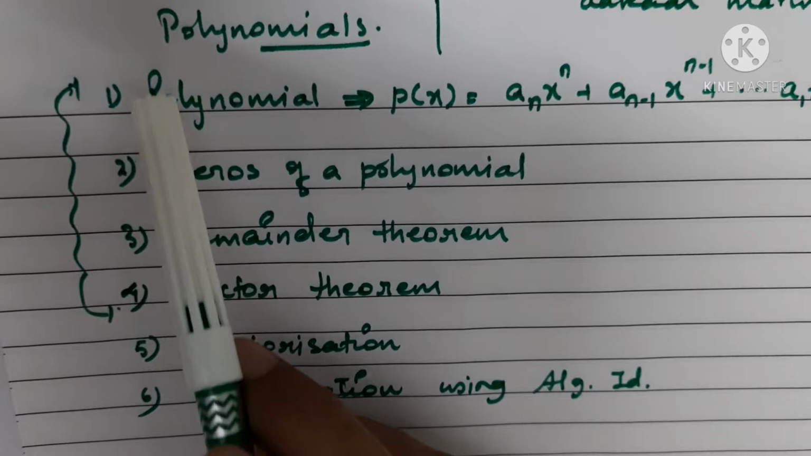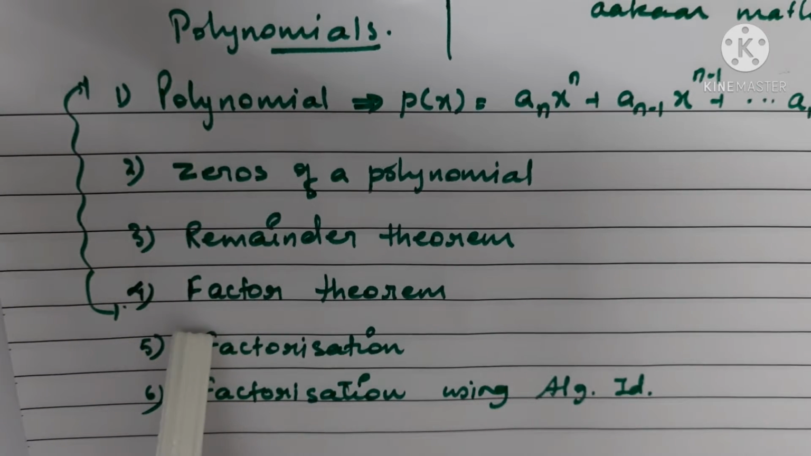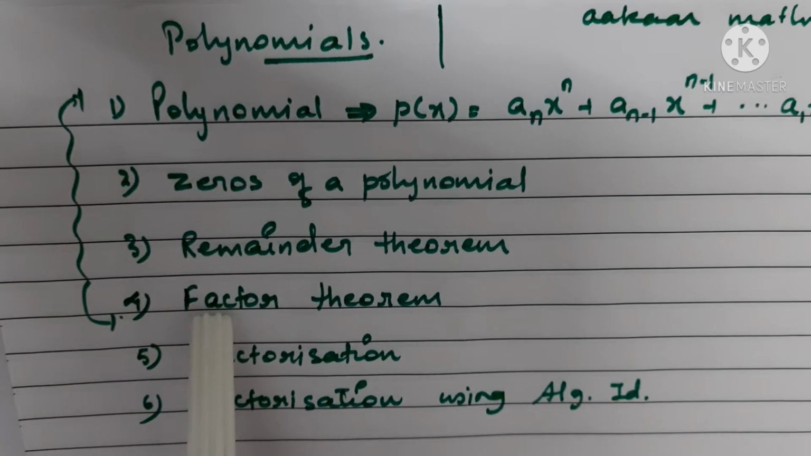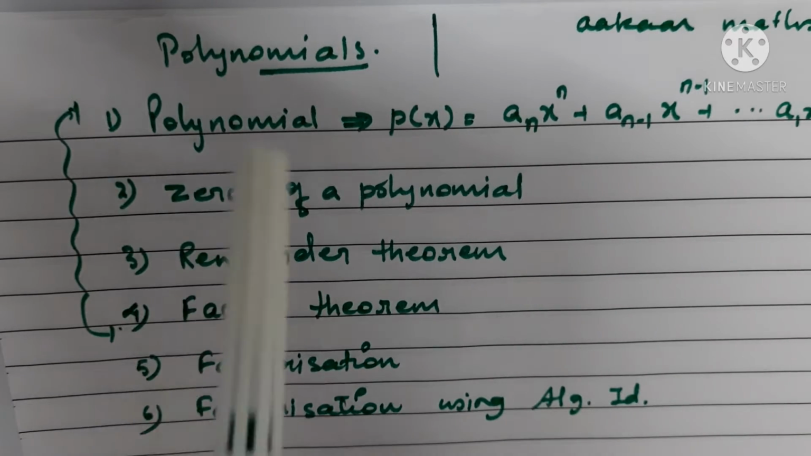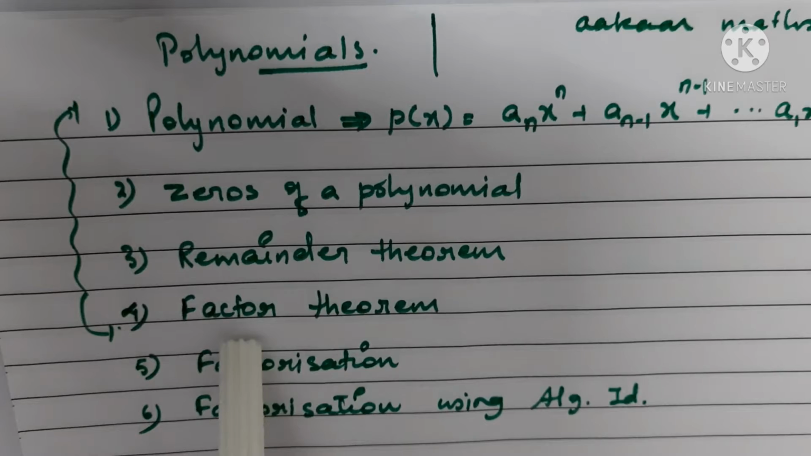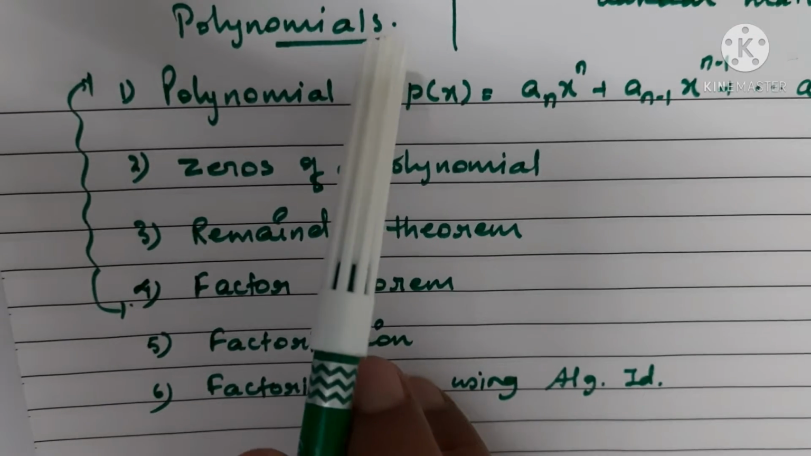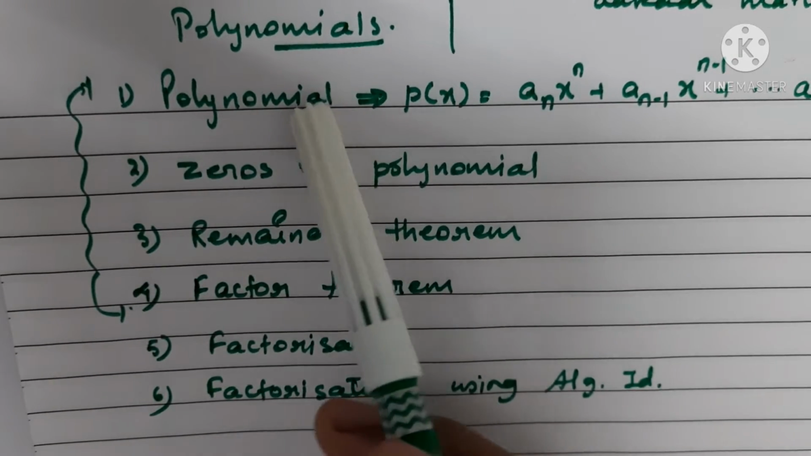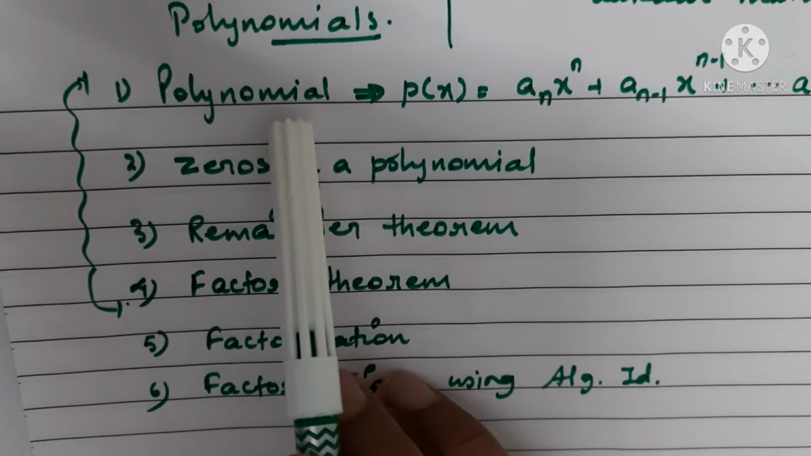Why? Because these four terms are going to be specially for the children of class 9th. These four parts are not there for class 6 to 8 students. So class 9 students, get ready to know about these four terms for your chapter of polynomials. We will be starting with polynomials, and I have already given you the definition of what polynomials are.